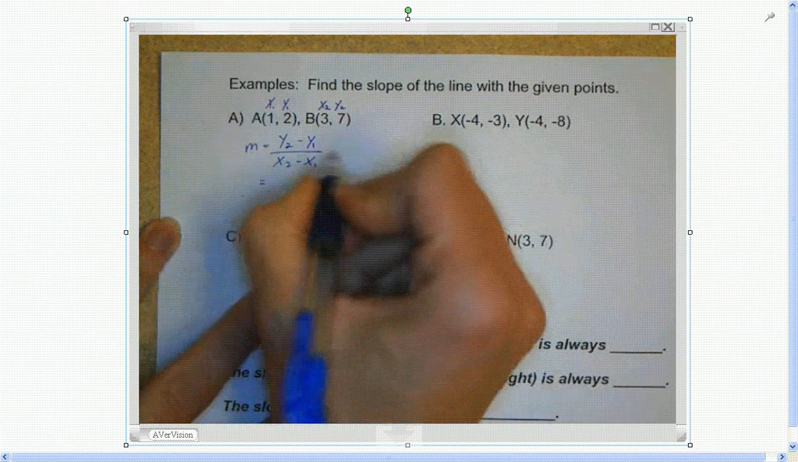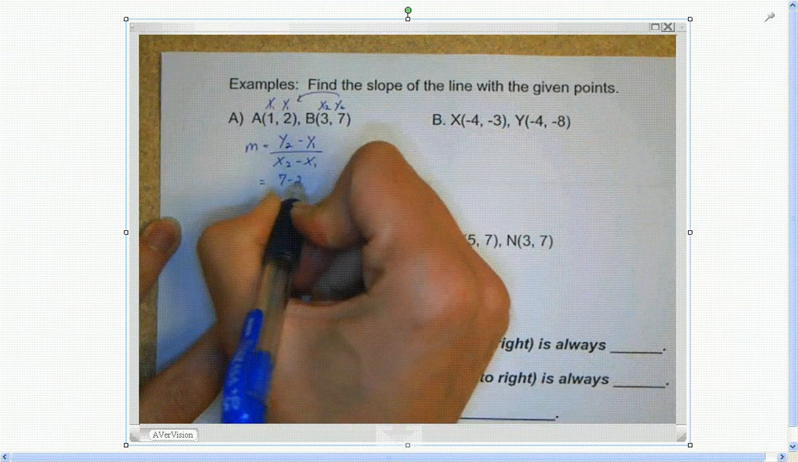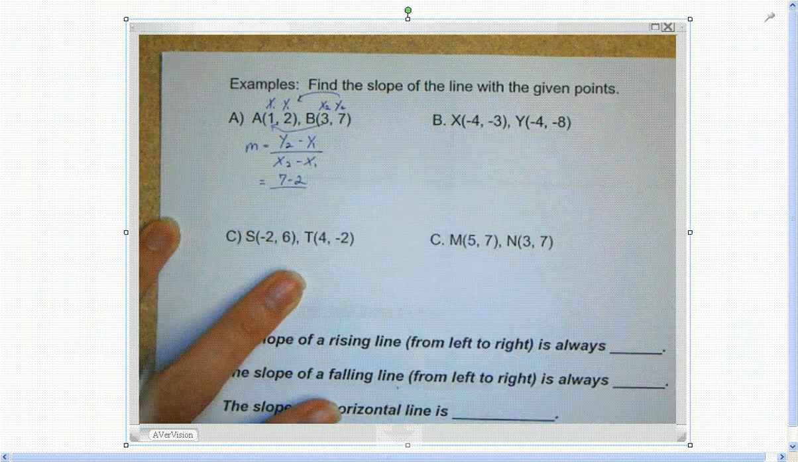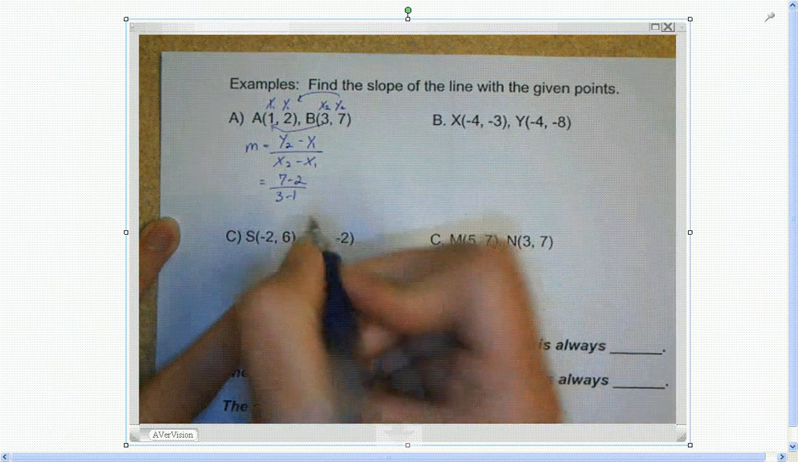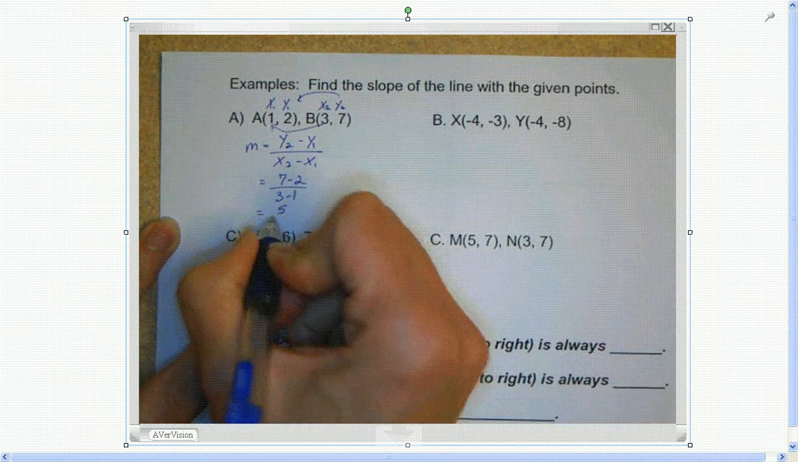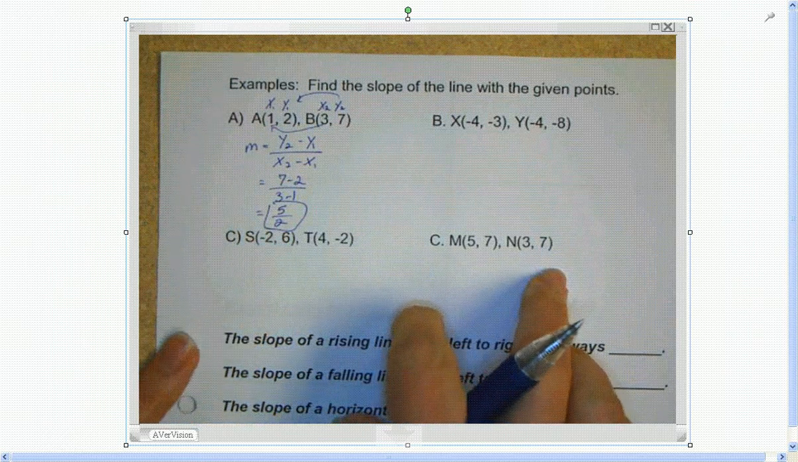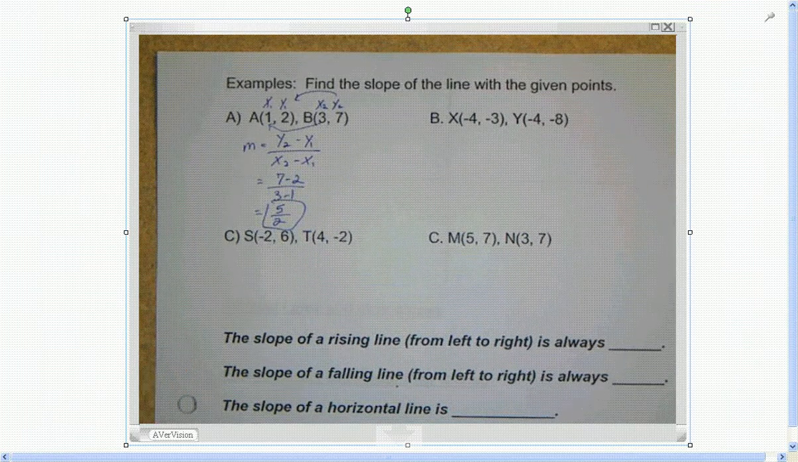So I'm going to go this direction now. 7 minus 2 over 3 minus 1. X's together, Y's together, remember? And they have to go the same direction, or you're going to get negative signs that don't belong. So I get 5 over 2. Leave it as an improper fraction. When we talk about slope, it's an improper fraction because it tells us how to graph the line. Do not go 2 1/2. You've just totally killed the problem. We do not want that. Leave it as an improper fraction.